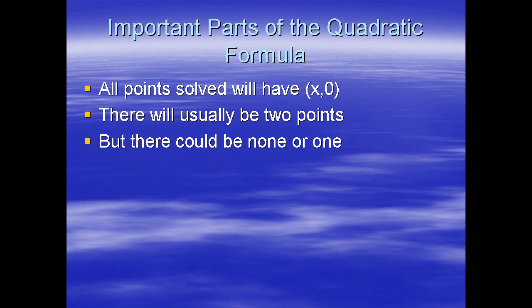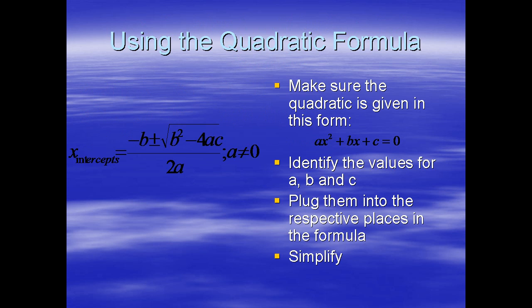So the important parts are all points solved will have a value for x and a y component of 0. There will usually be 2 points, but there could be none or 1 as well. So you could have 0, 1, or 2 solutions for solving a quadratic. So keep that in mind. Just remember square roots. Okay?